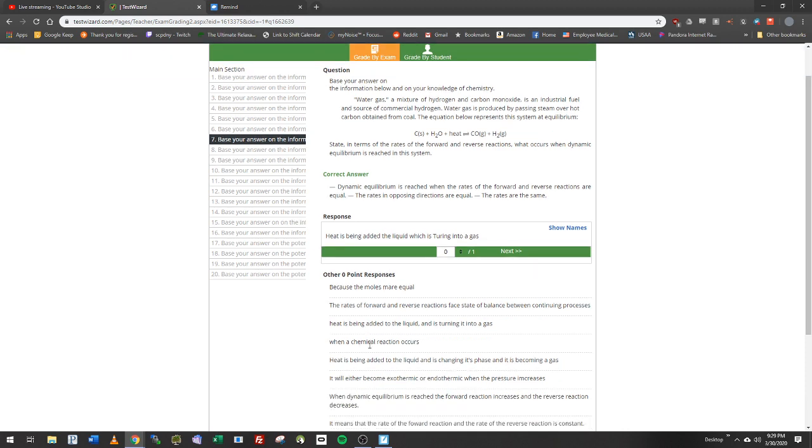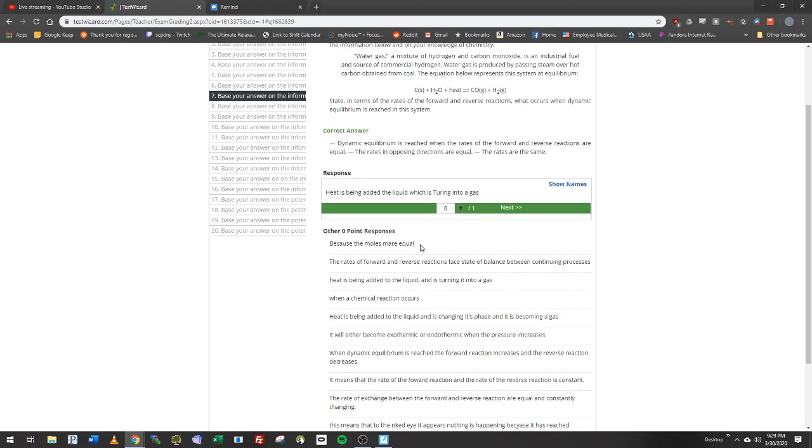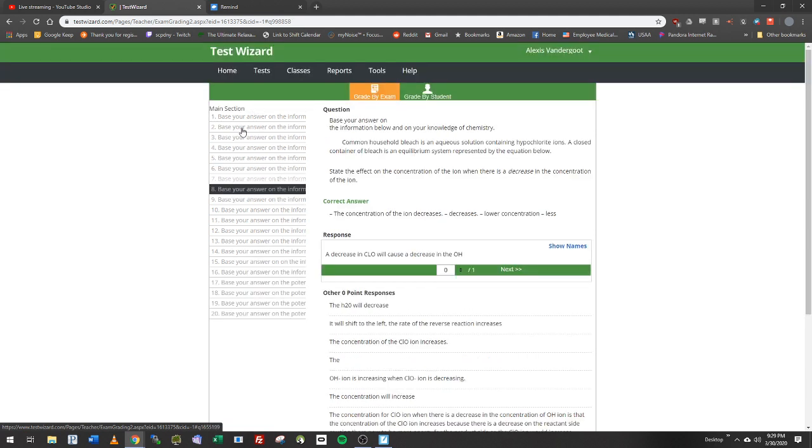But at the same time, it's one of these things where you have to talk about the fact that the rates are equal. Somebody said the moles are equal. It has nothing to do with moles. This is not a gas problem. We are talking about a Le Chatelier shift. The rate of exchange here is equal, and you had to specifically say the rate was equal.